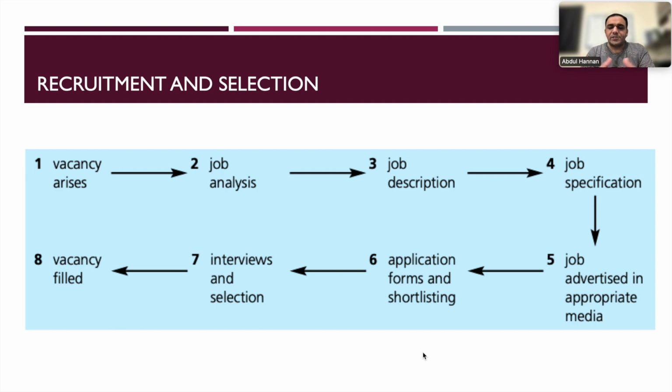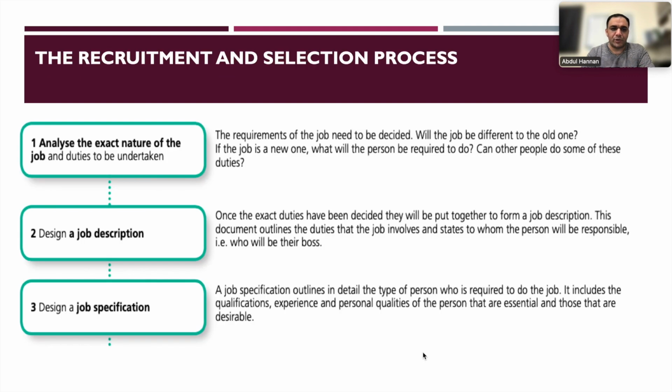Now, how does this process go on? A little bit of explanation of the process. First of all, analyze the exact nature of the job and duties to be undertaken. Then the requirement of the job needs to be decided. Will the job be different to the old one? If the job is a new one, what will the person be required to do? Can other people do some of these duties? So this is firstly what you will define in the job.